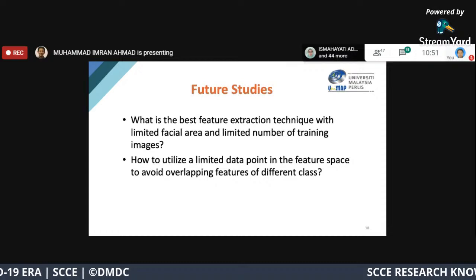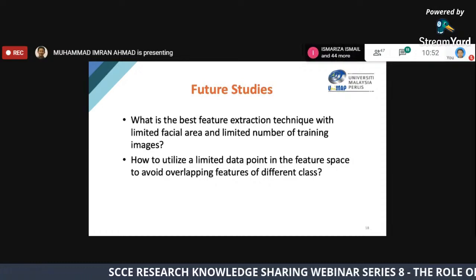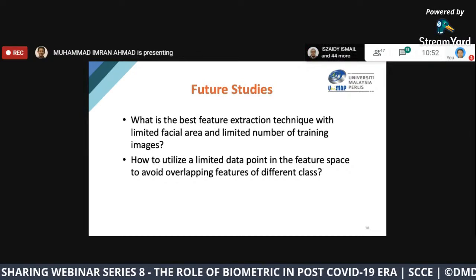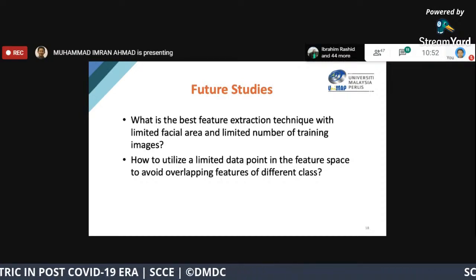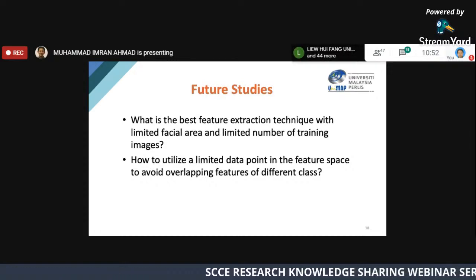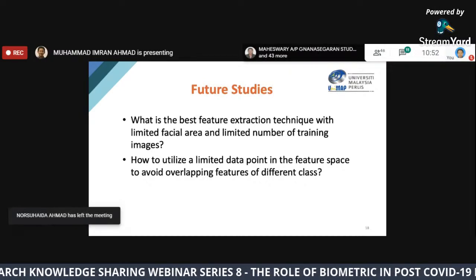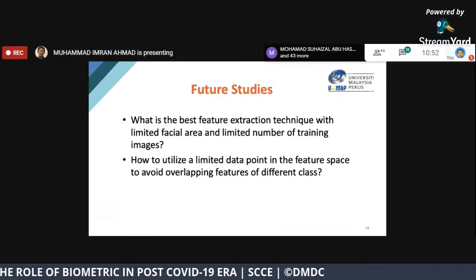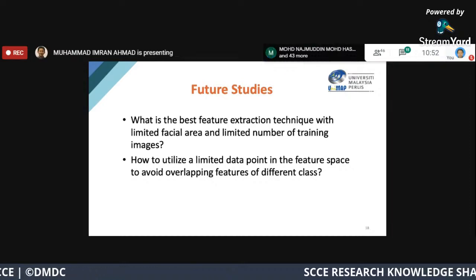Okay. So now, what is the future study? Just now you saw we need to generate better feature extraction techniques, and then we need to come out with a classification technique that is able to deal with very limited information. So for the future study, you need to think what is the best feature extraction technique with limited facial area and limited number of training images. So when we have limited facial area and also limited number of training, only one face that we give to the system for training purposes.